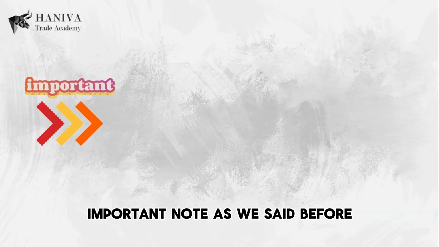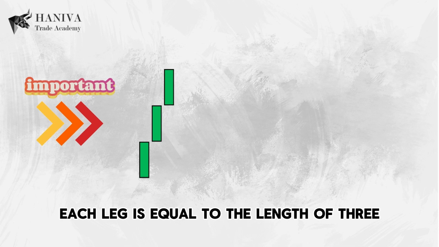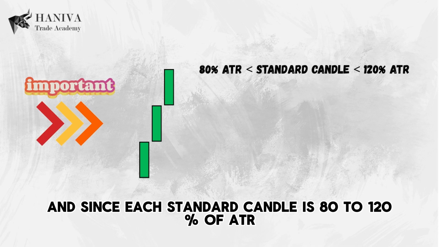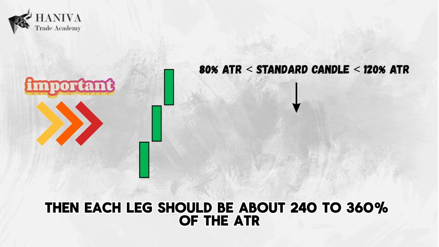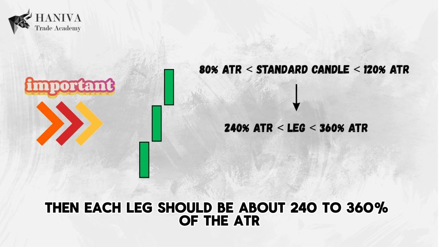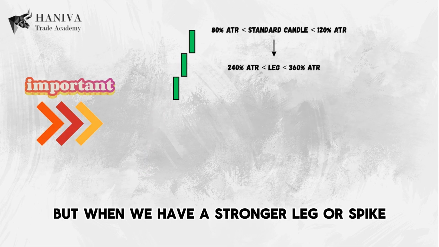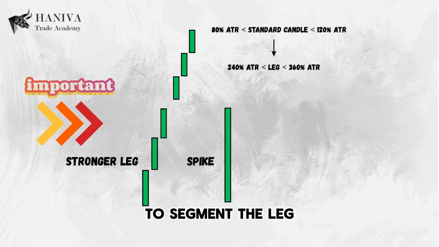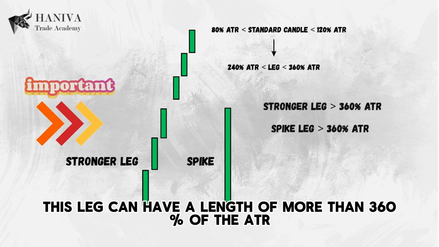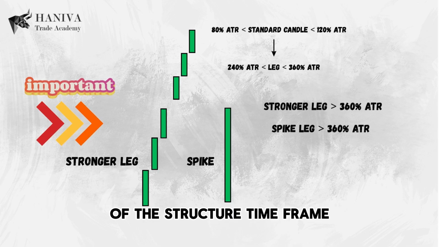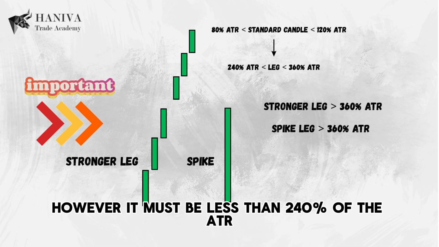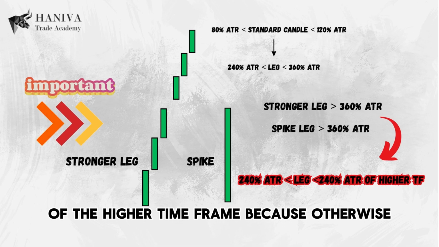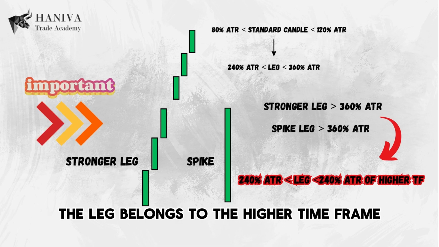Important note: as we said before, each leg is equal to the length of 3 standard candles, and since each standard candle is 80 to 120% of ATR, then each leg should be about 240 to 360% of the ATR. But when we have a stronger leg or spike, since there is no noise or correction to segment the leg, this leg can have a length of more than 360% of the ATR of the structure time frame. However, it must be less than 240% of the ATR of the higher time frame, because otherwise, the leg belongs to the higher time frame.